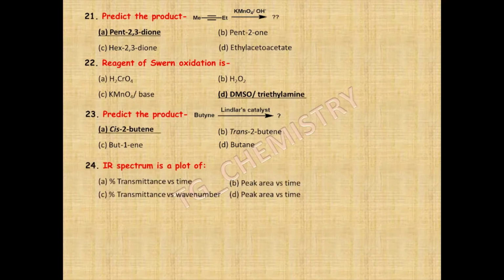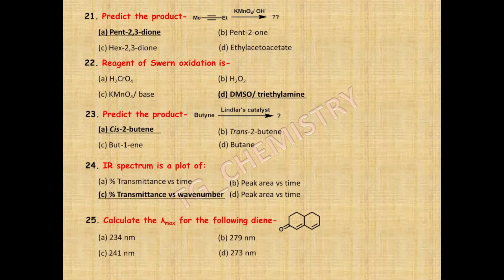Moving from the topic in a different way, going into the spectroscopy part, the next question is, IR spectrum is a plot of, that means in IR spectra what generally do we plot in the graph? Options are percentage transmittance versus time, option B peak area versus time, option C percentage transmittance versus wave number, option D peak area versus time. Now the right answer is option C percentage transmittance versus wave number.